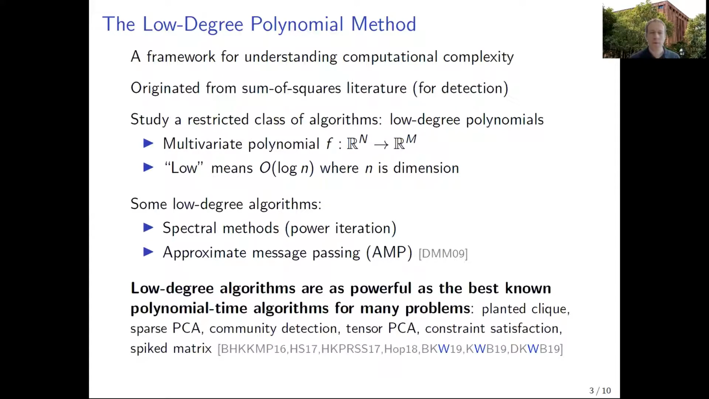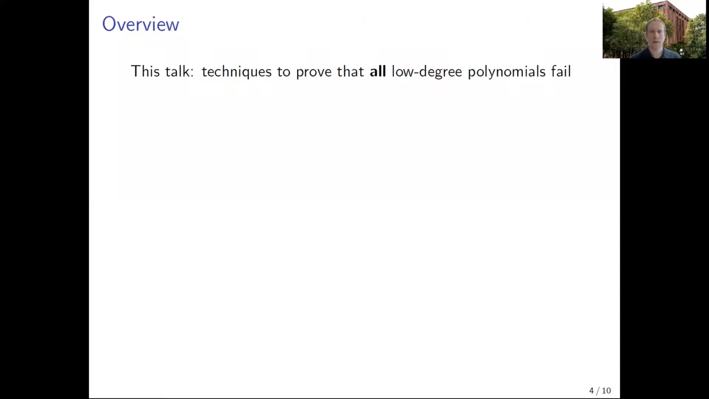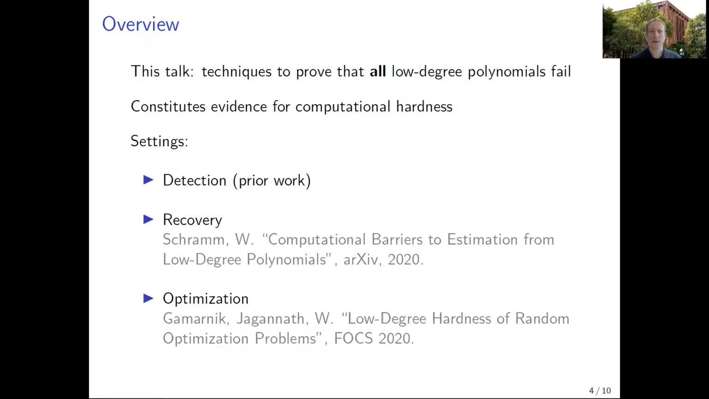For many of the natural problems arising in high-dimensional statistics, it has been demonstrated that the class of low-degree algorithms is as powerful as the best-known polynomial time algorithms. This talk will be about techniques for proving that all low-degree polynomials fail to solve a given task. If we are able to prove such a thing, this constitutes evidence that the problem is fundamentally hard. I'll talk about a few different settings. For context, I will first tell you about some prior work on the detection setting, and then I will tell you about some new results that extend the framework to recovery and optimization.